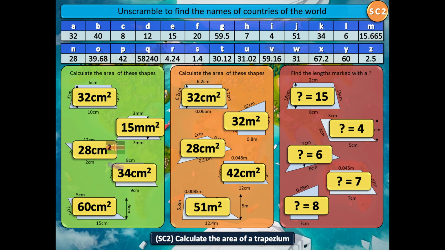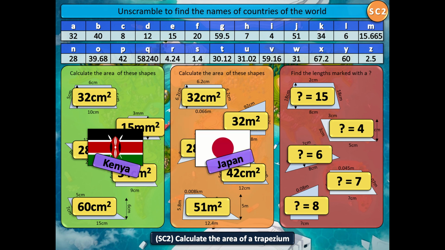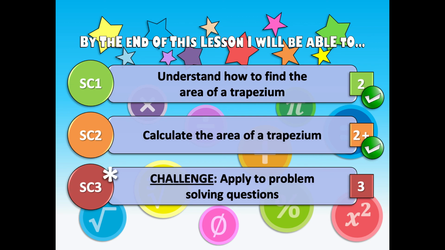The greens made Kenya. The ambers made Japan. And the reds made Chile. So now we've completed success criteria 2. So now we're going to move on to number 3, and this is to apply to problem solving questions.